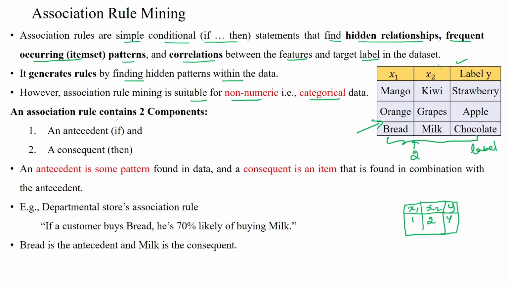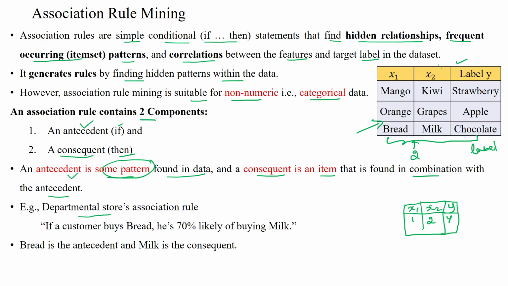The association rule is having two components. Those components are the antecedent, which is the if statement, and the consequent, which is the then statement. Here an antecedent is a pattern which is found in the data. Consequently, the consequent is used to find an item which is in combination with the antecedent. So once the pattern is found, then the consequent is used to find the item that is related to the antecedent.